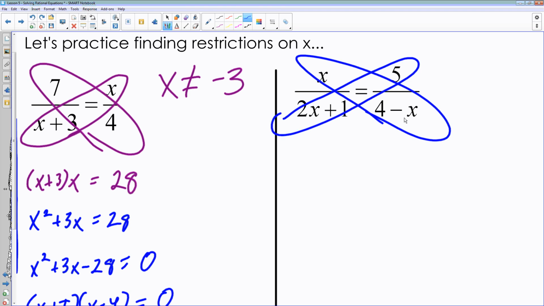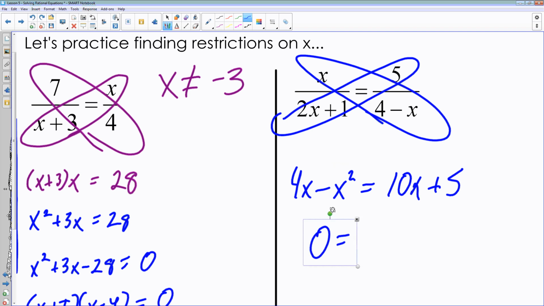So I'm going to multiply x times 4 minus x to get 4x minus x squared. I'm going to multiply 5 times 2x plus 1 to get 10x plus 5. I want to get everything on the same side, and I want to make sure my x squared is positive. So I'm going to add x squared to both sides, and I'm going to subtract 4x from both sides.